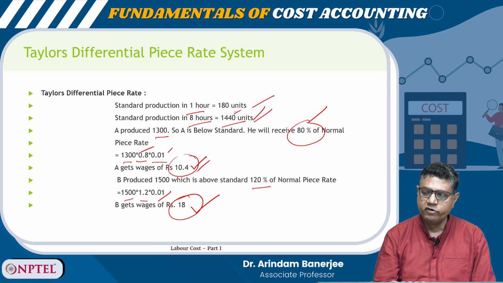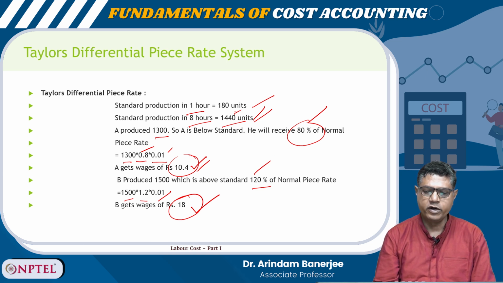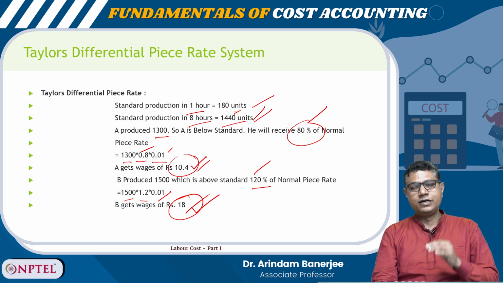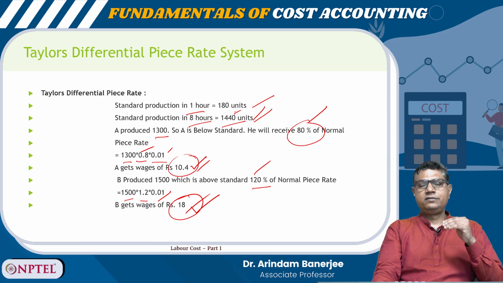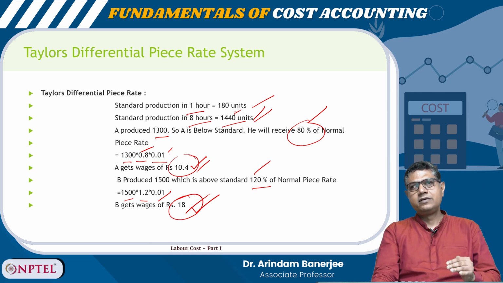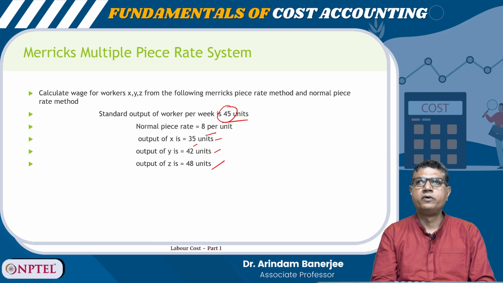So, he will be rewarded, he will get 120% of the normal piece rate. So, 1500 into 1.2 into 0.01. So, B will get a wage of rupees 18. So, under this system you see the performer is getting rewarded disproportionately and the non-performer is being penalized, right, for non-performing.